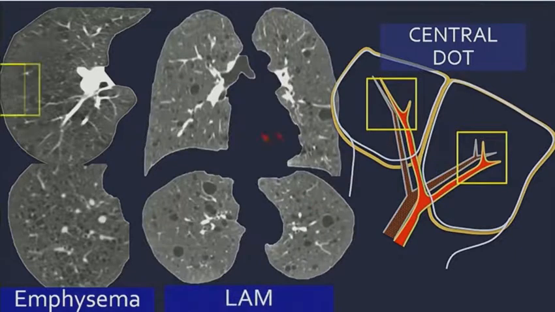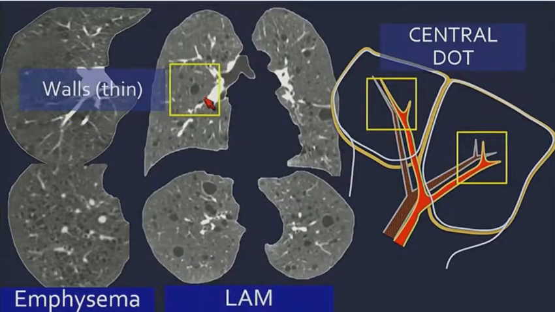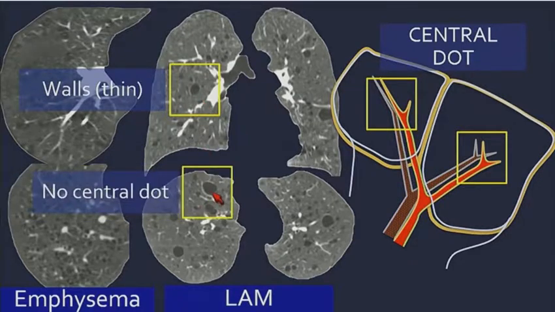And that contrasts with cases like this of a cystic lung disease like LAM, where you see well-defined thin walls, but you see no central dot. And in cases like this, the lung parenchyma is displaced, and the central dot is not present because the arteriole is on the side of these rather than the center.